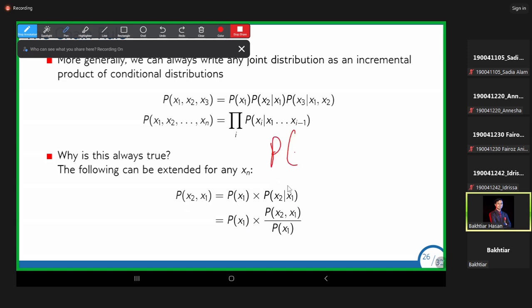So probability of, let's say, x3, x2, and x1 is basically probability of x3 multiplied by probability of, what do we get? Okay, so let's do it in this way.